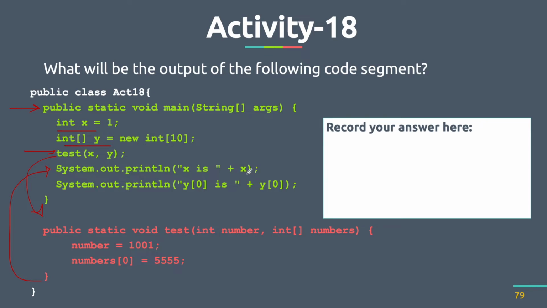So we print x, and as we said, because we just sent a copy of x, we didn't send the memory location of x. x will be printed as it is, so it will say x is 1. And the next statement is also a print statement. It will print y at index 0 is, fixed it this time, and y at index 0, because it was passed by reference, the value will be 5555. So this will be the output.